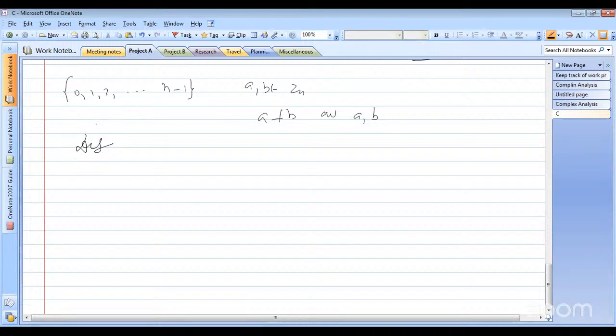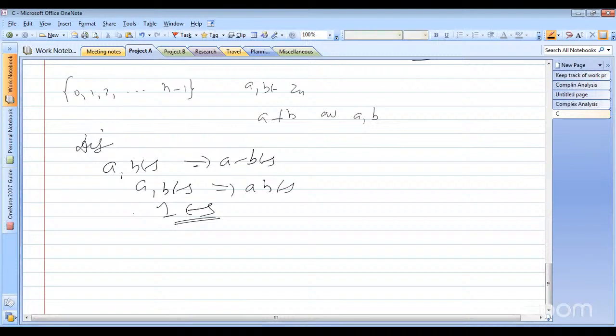A subset S of R is said to be a subring of R if, for a, b belonging to S, a minus b belongs to S, and in multiplication, ab belongs to S. Its identity element 1 belongs to S. So in essence, a subset S of R is a subring of R if and only if S is a ring with identity with respect to the operations of the original ring R.